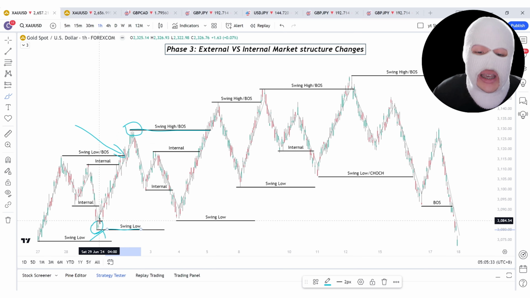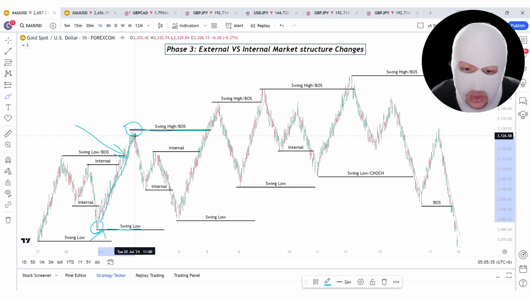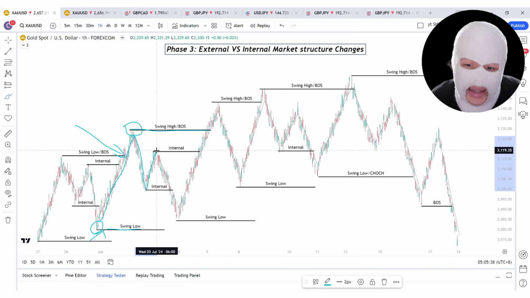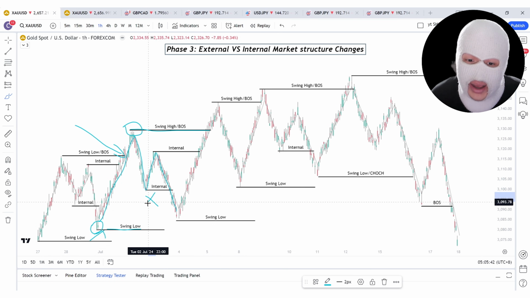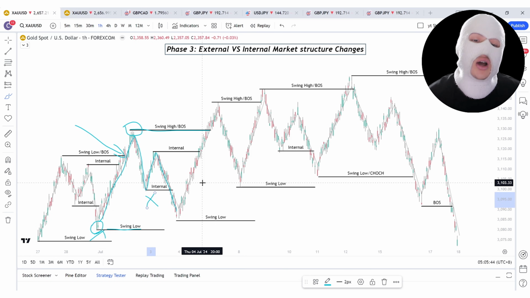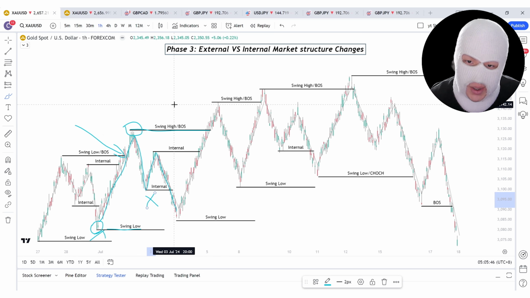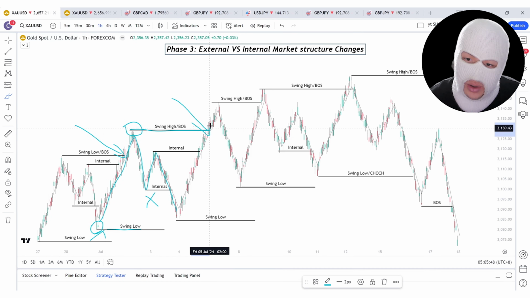In the very next leg, you see that we form a brand new lower high and lower low. Again, this is not a significant move because we did not break past the external range yet. Soon after, we break the structure towards the upside, setting a new external high.